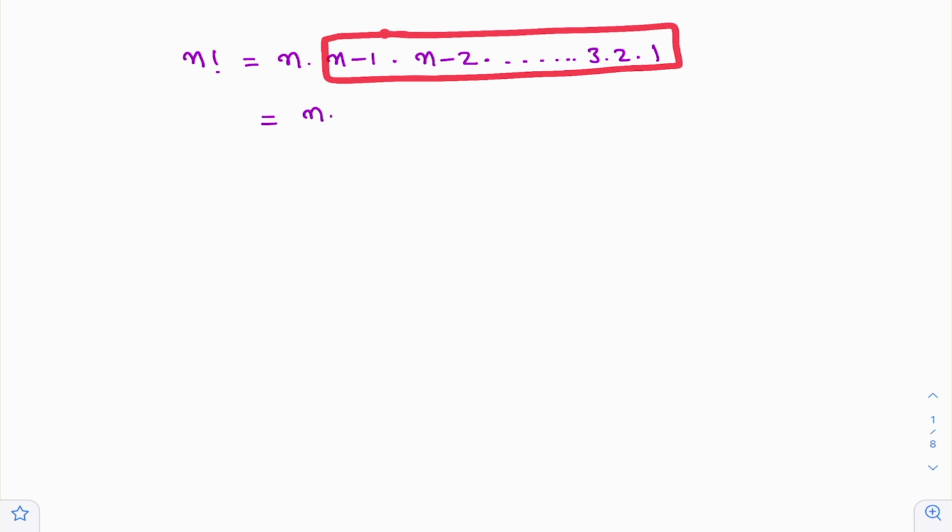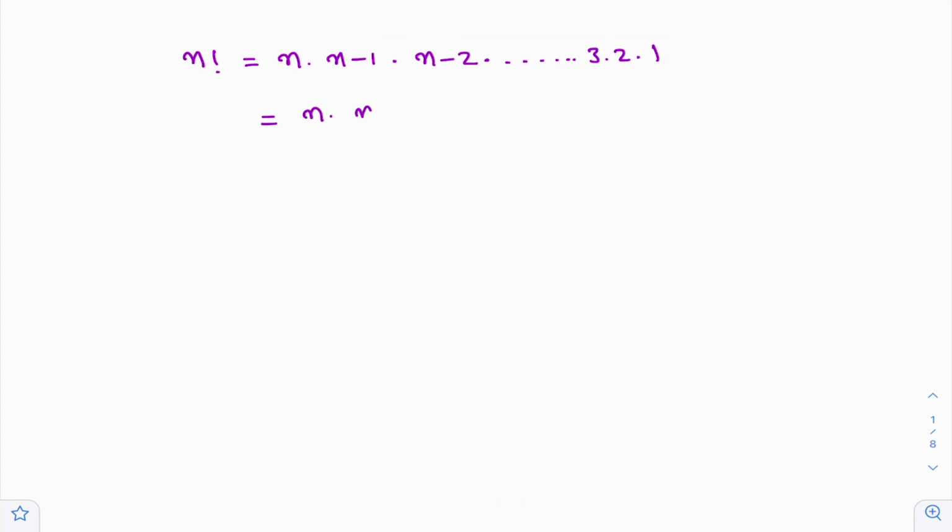We use this also very frequently. For example, n factorial is there. N factorial can be written as n into n minus 1 into n minus 2 into and so on 3 into 2 into 1. Instead of writing like this, n factorial can be written as n into n minus 1 factorial. Or n factorial can also be written as n into n minus 1 into n minus 2 factorial.